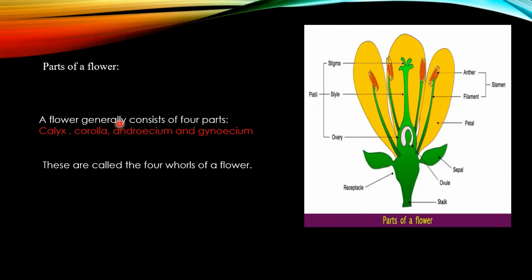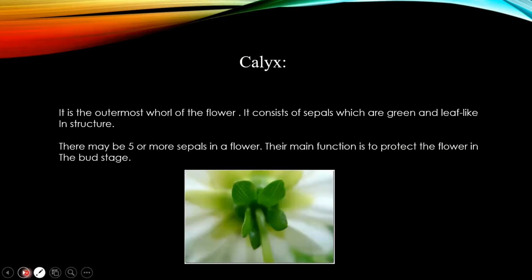Parts of a flower. A flower generally consists of four parts: calyx, corolla, androecium, and gynoecium. These are called the four whorls of the flower. Calyx. It is the outermost whorl of the flower. It consists of sepals, which are green and leaf-like in structure. There may be 5 or more sepals in a flower. The main function is to protect the flower in the bud stage.